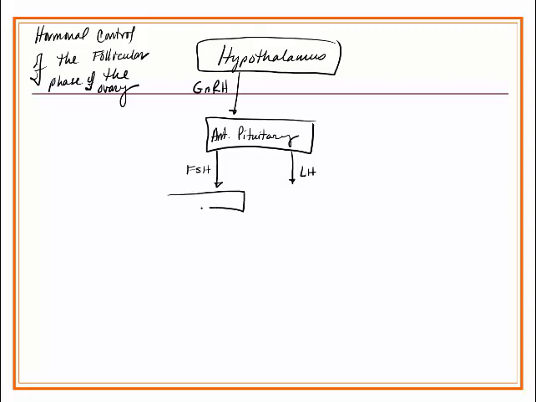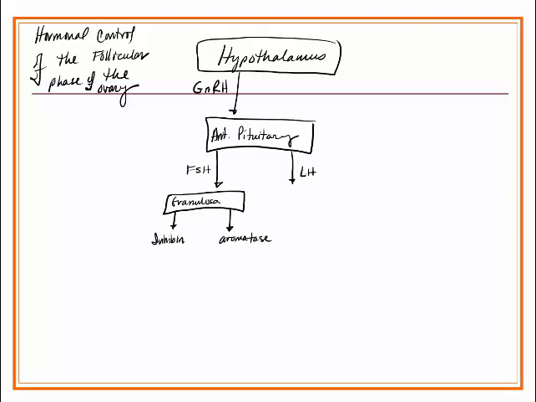Follicle-stimulating hormone is going to act on the granulosa cells. And it's going to cause the granulosa to do two things. One is to secrete aromatase, the enzyme that will turn testosterone into estrogen. The other is to secrete inhibin.